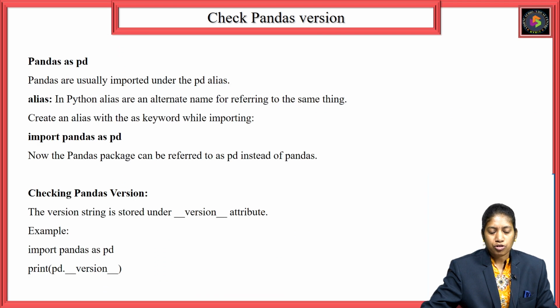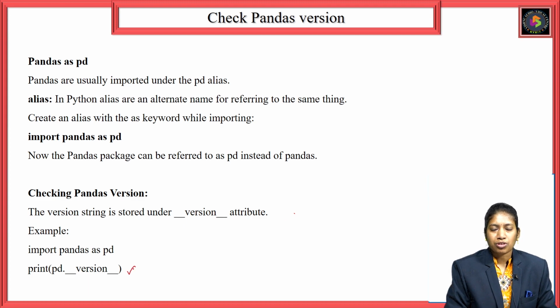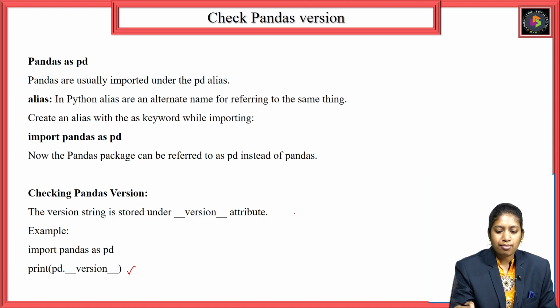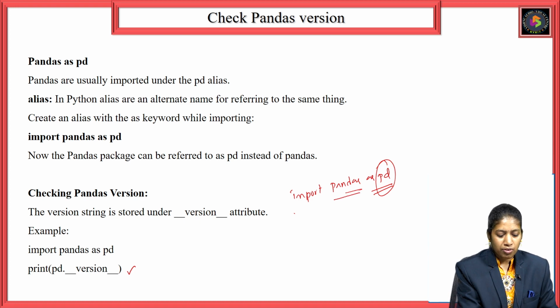So how to check the pandas version? Like I have told, import pandas and use the pandas name or alias name with dot, double underscore version, double underscore. You have to start and end with double underscores. We will get the version. Instead of calling the complete name pandas, we can give an alias name. So import pandas as pd. Now onwards, whatever you call from pandas, you have to refer to it with pd. This is the alias name, you are referring to the same thing. With the help of this, I have checked the pandas version.